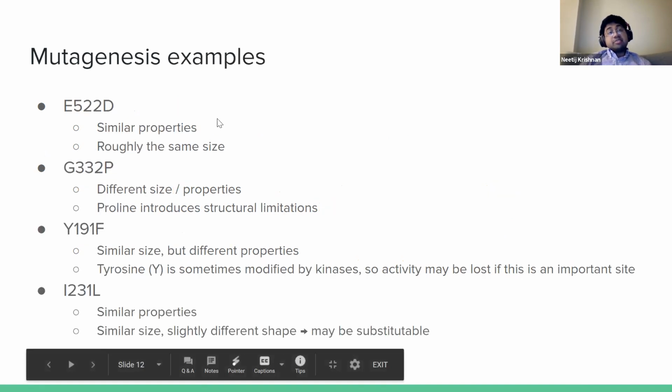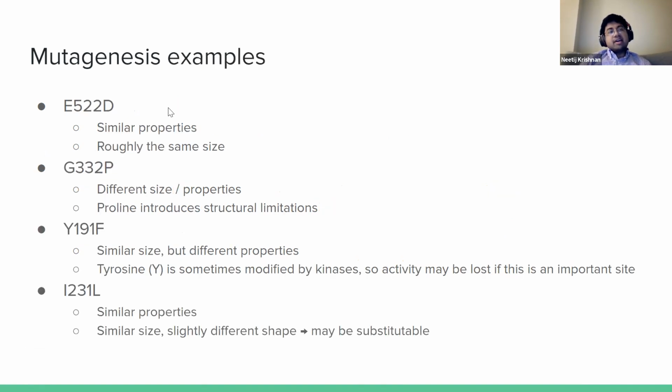So let's look at a few examples. If we had a mutation at E522D, that means at the 522nd position, we have a glutamic acid being converted to an aspartic acid. Those are pretty similar, and they're roughly the same size, so maybe that isn't going to be so bad.